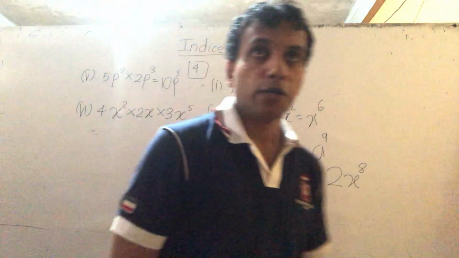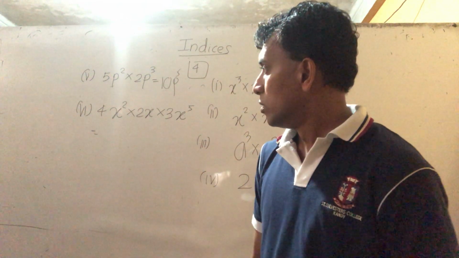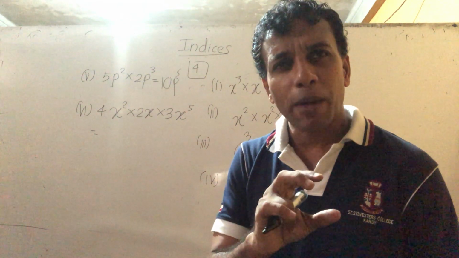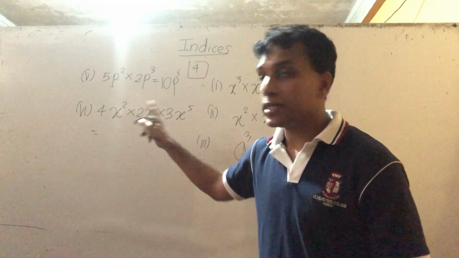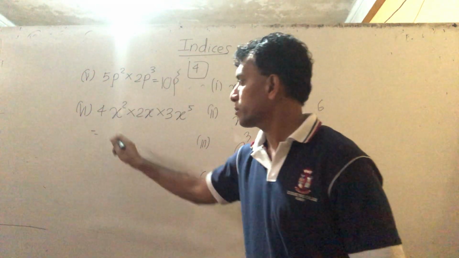All these multiply. You also multiply the numbers separately. First, what? 4 times 2, 8. 8 times 3, 24.